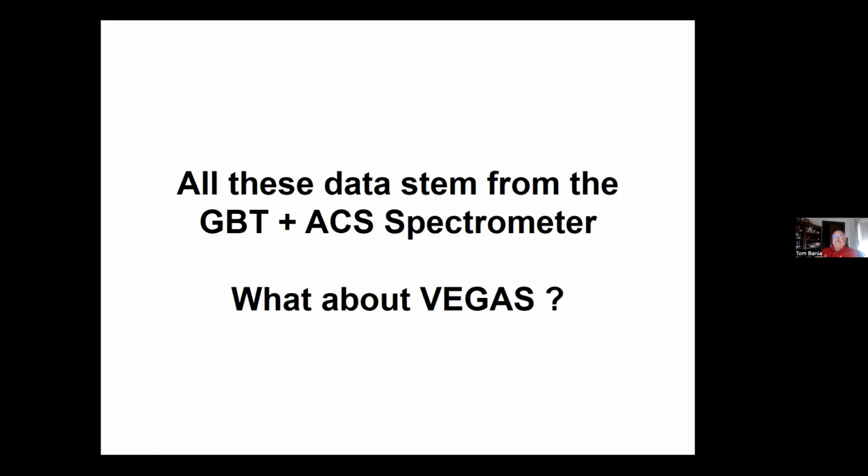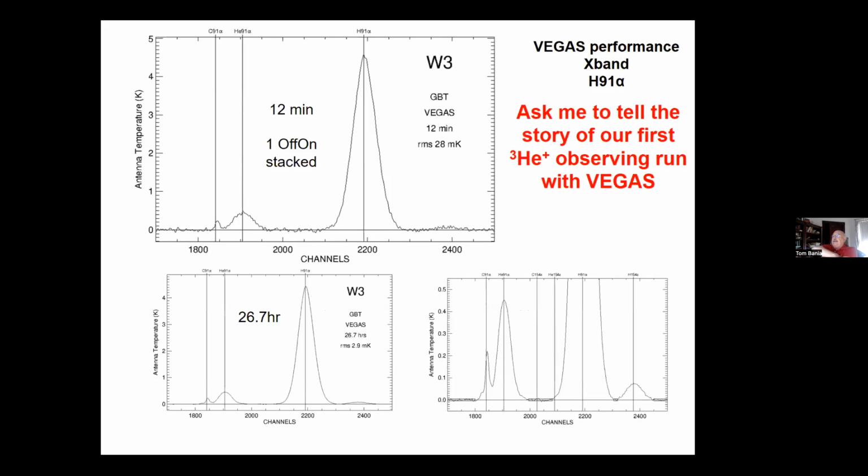What about VEGAS? I mean, the leitmotif here, the wonderfulness of the Green Bank Observatory, is the ever-increasing power of the spectrometer, the telescope plus the back end. We've gone from 256 channels for tuning to VEGAS, where we can do 64 tunings at two polarizations. Here's what it can do nowadays. The top is W3, one 12-minute, 6 minute on, 6 minute off observation with all the alpha lines in the X band receiver band.